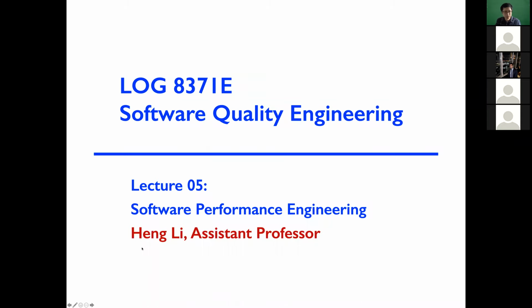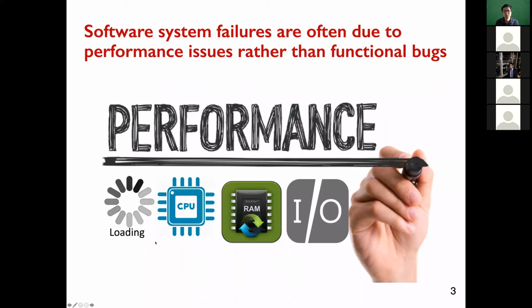Okay, so today we will cover the topic of software performance engineering. First, why we need software performance engineering. So in practice, especially in the production environment of large-scale software systems, software system failures are often due to performance issues rather than function bugs.